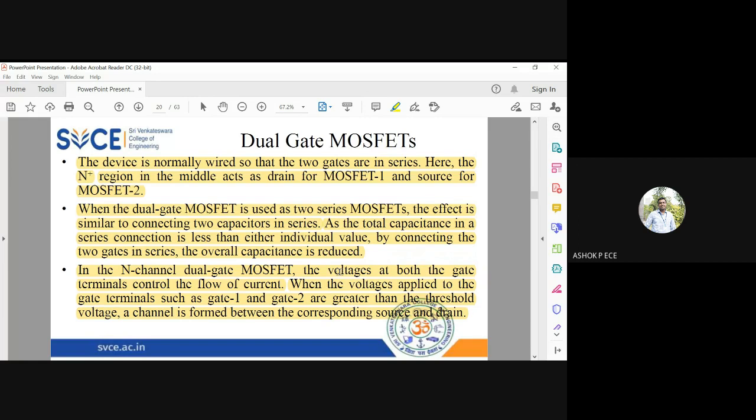Since I have two gate terminals, two voltages I'm going to apply at gate 1 and gate 2, which are going to control the amount of current flowing through the device. And if the voltages supplied are more than the threshold voltage, then only you have channel formation and you have drain current flowing. So for any device to work, the applied voltage should be more than threshold voltage, right? Then only the device starts conducting. The same is the case with your dual gate MOSFETs also.